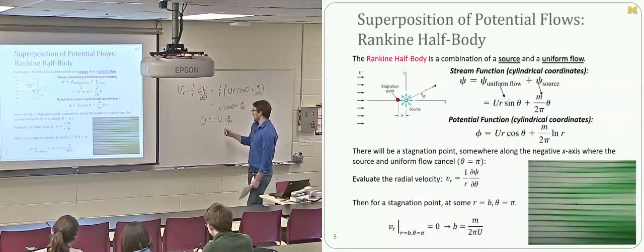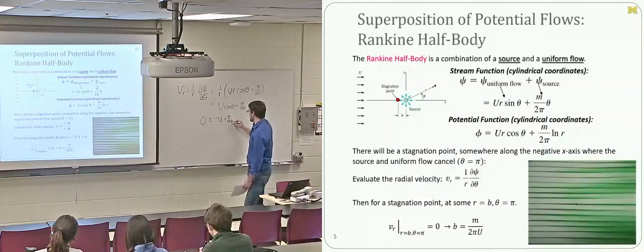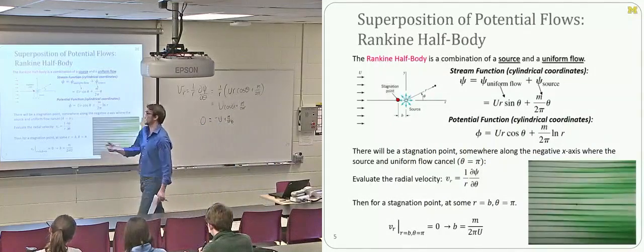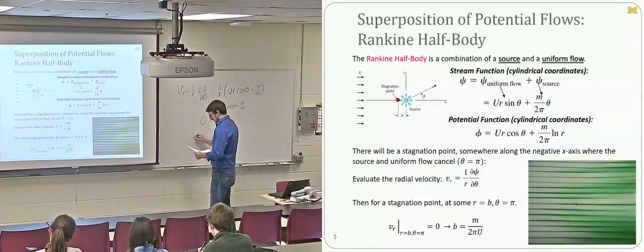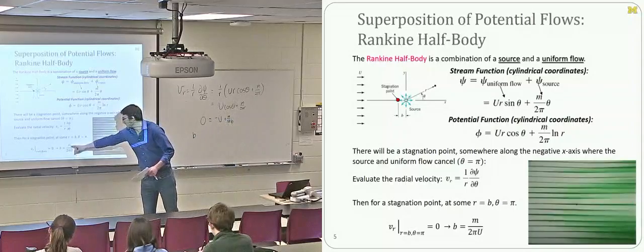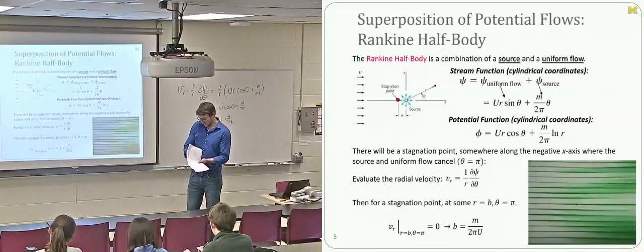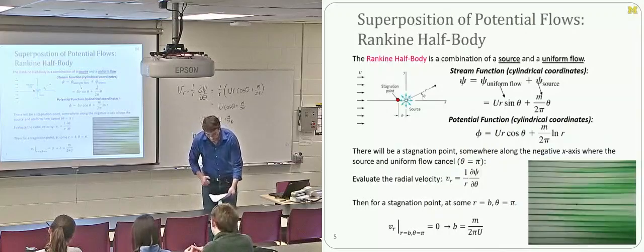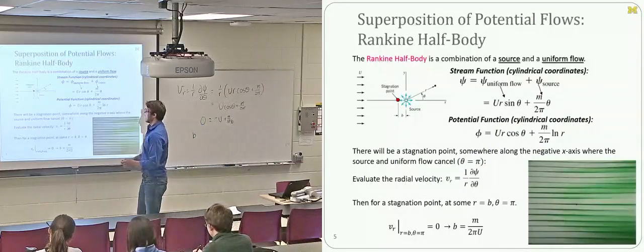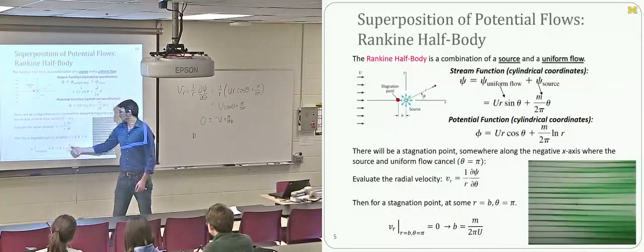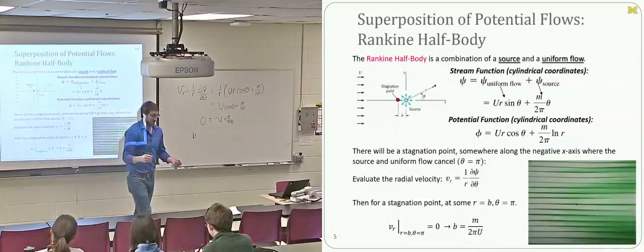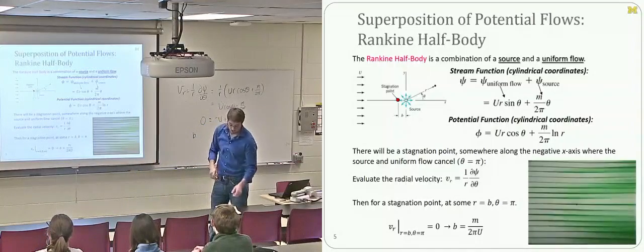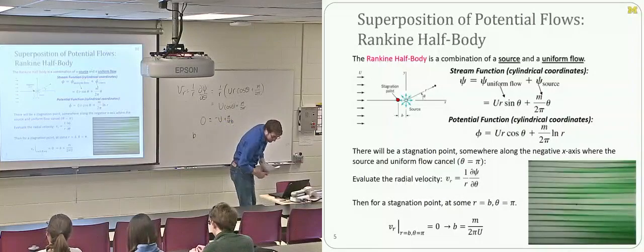Which gives us that, so for r here, we're going to plug in some value, we'll call it b. And b, we'll say, is the distance from the source to the stagnation point. Solving for b will get us a value of m over 2 pi u. So as a function of the flow rate and the strength of the source, we can calculate the upstream location of the stagnation point created by the source.